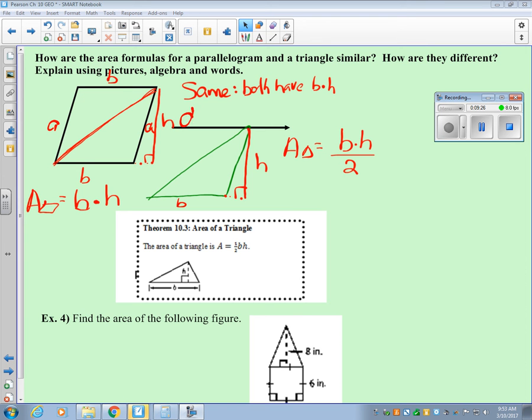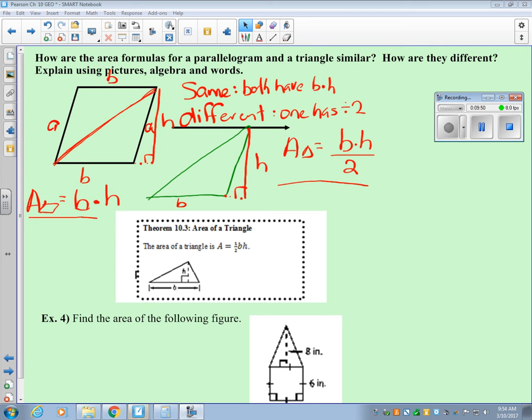What makes them different? What makes these two area formulas different? Dylan? One divides by 2 and the other doesn't. Yeah, one has a divide by 2. And that's what separates them.